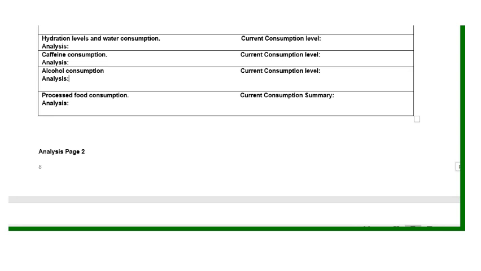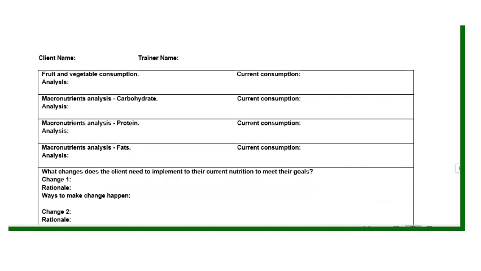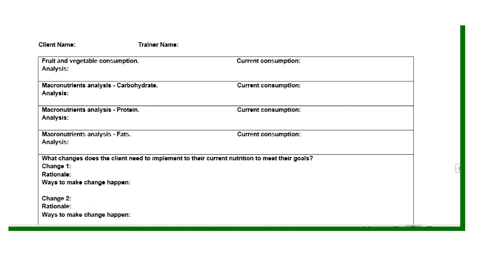Then we can look at processed food. What is their processed food consumption, and how do you analyse that, and again in terms of their goal. And then moving on to fruits and vegetables, carbs, protein and fat. So try and describe their current consumption and then analyse there. Some of you might look at zone diets, what are the percentages of calories they're getting from those different things. You don't actually have to be that technical.